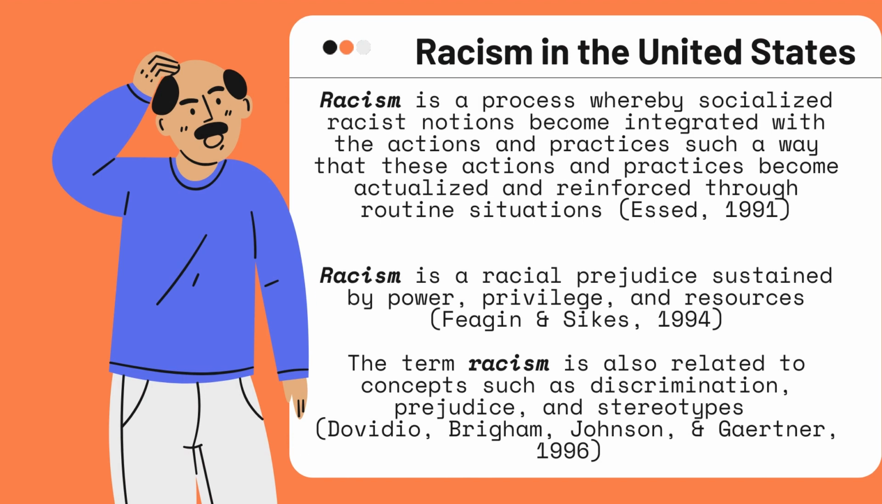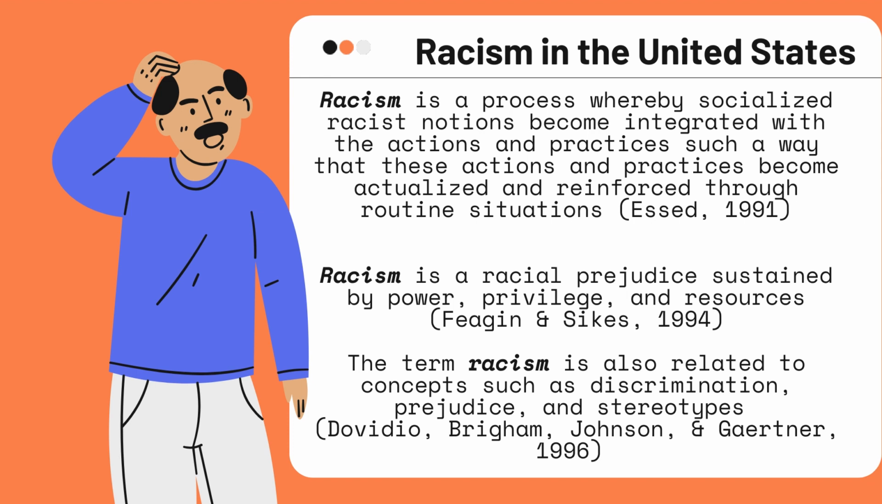So next we will be discussing racism in the United States. So first, let's define racism. Racism is a process whereby socialized racist notions become integrated with the actions and practices in such a way that these actions and practices become actualized and reinforced through routine and situations.